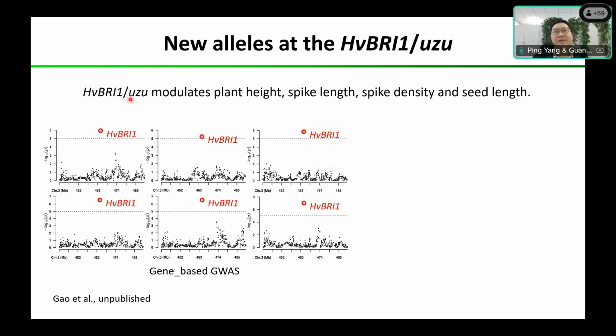This is a very famous semi-dwarf mutant, Wuzu, which was first reported from Japan. This Wuzu allele is able to modulate plant height, spike length, and also spike density. However, this mutant reduces plant height, but also reduces the grain size and thousand grain weight.